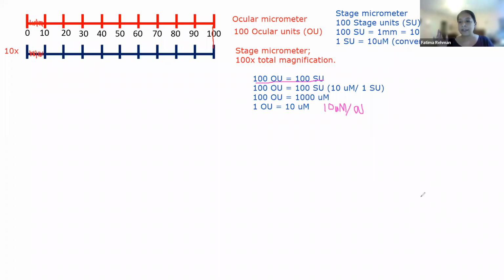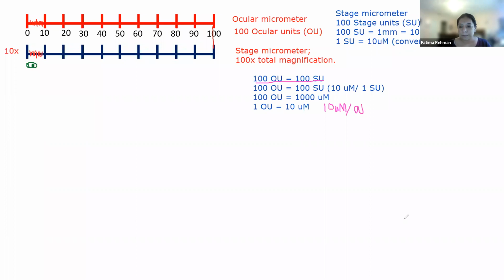Okay, so I have a cell. I'm looking at it under the microscope and at 10x objective lens, that cell shows up five ocular units in length. Okay, so that's my cute little cell. It's five ocular units in length.